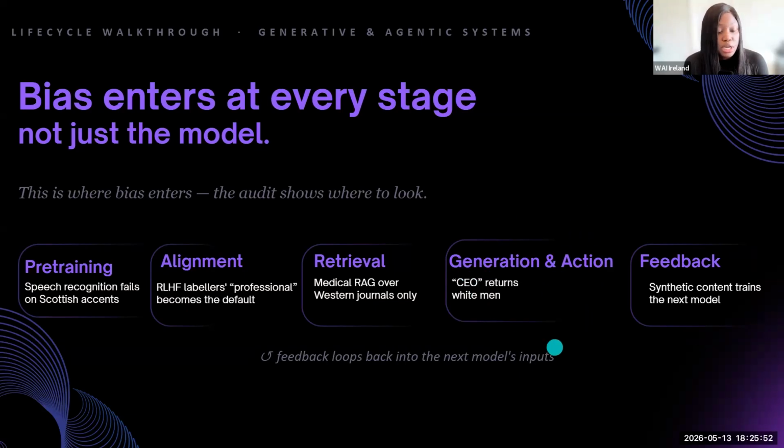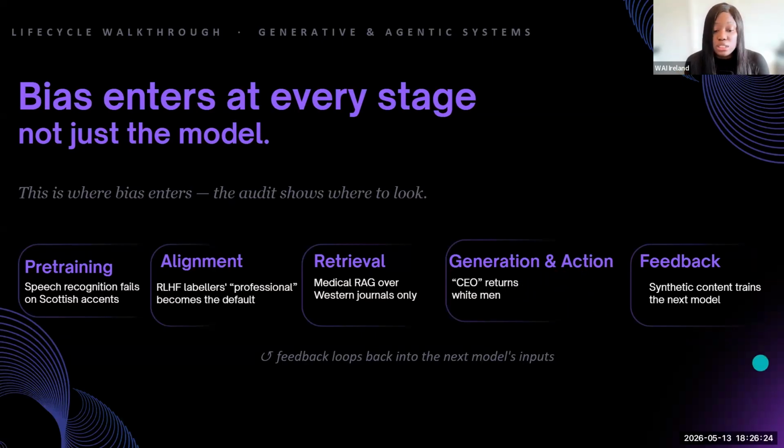Next, we've got generation and action. This is the stage where the model now interprets a prompt, right? We talked about image generation, text to image models, example where you give it a prompt like CEO and it defaults to returning images of men, right? So the system again isn't hallucinating, it's basically relying on common patterns that it knows because the prompt itself didn't provide enough context.